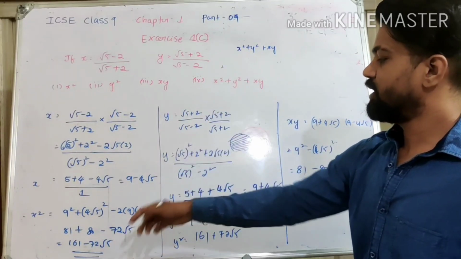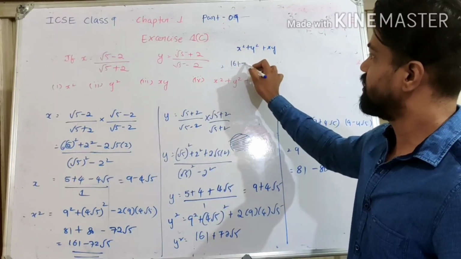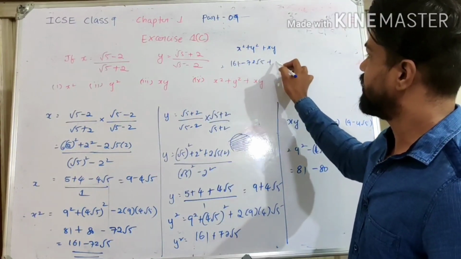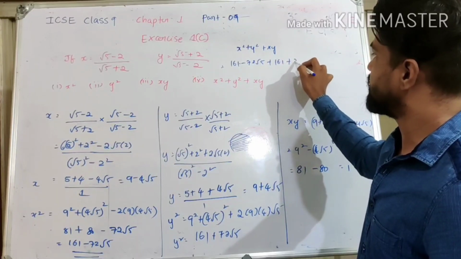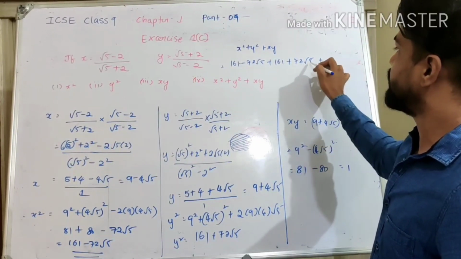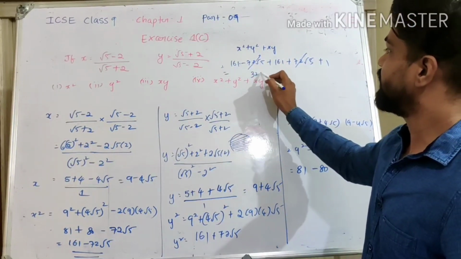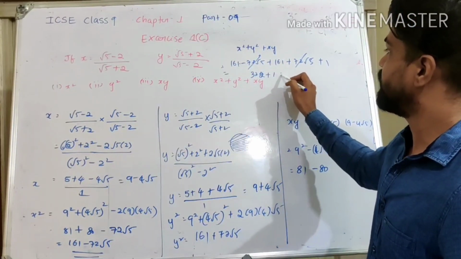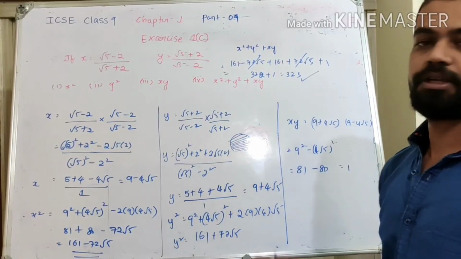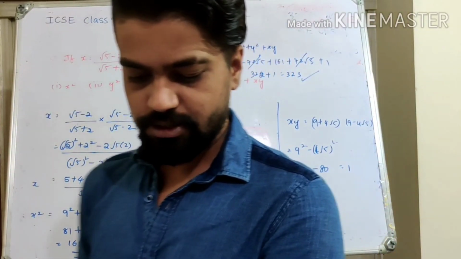So use this. x square is 161 minus 72 root 5. This is 161 plus 72 root 5. Last one is 1. So these two will cancel. We end up with 322 plus 1, which is simply 323. So that is what the answer is.